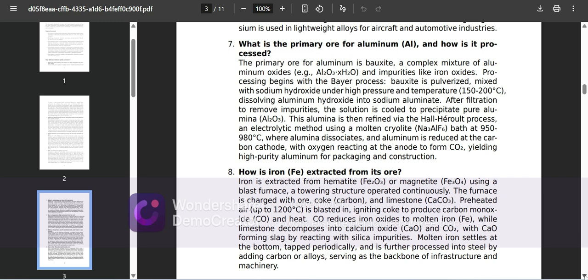This alumina is then refined via the Hall-Héroult process, an electrolytic method using a molten cryolite, Na3AlF6, bath at 950 to 980 degrees Celsius, where alumina dissociates and aluminium is reduced at the carbon cathode, with oxygen reacting at the anode to form carbon dioxide, yielding high purity aluminium for packaging and construction.